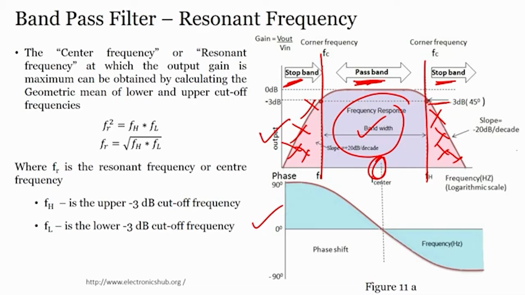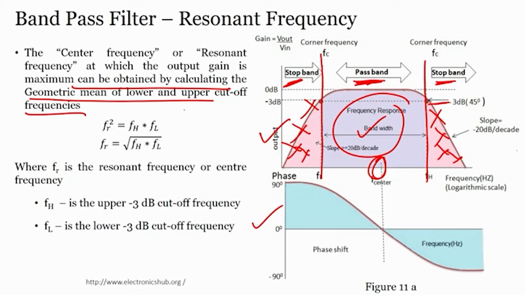Now, the center frequency or the resonant frequency, at which the output gain is maximum, can be obtained by calculating the geometric mean of the lower and upper cutoff frequencies. We have seen this already in the lectures, but let us again look at the formula. We know that the resonant frequency or the center frequency can be obtained by calculating the geometric mean of the lower and upper cutoff frequencies.